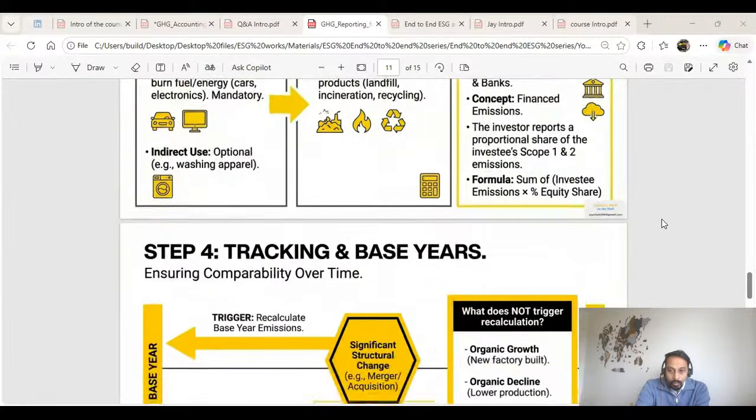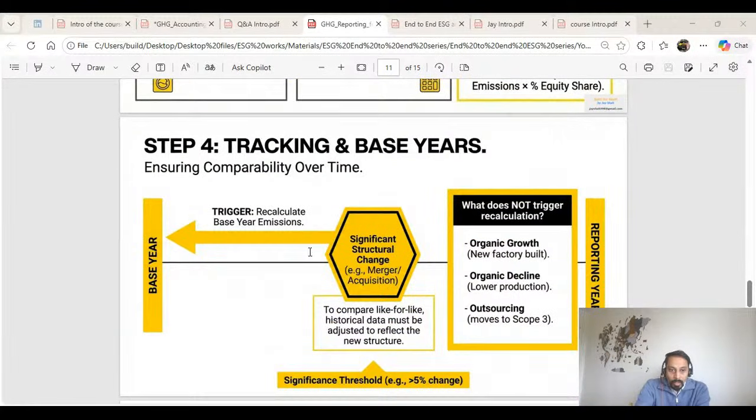Now step 4, we go to tracking and the base year. I am showing you the steps that you have to follow when you are calculating GHG emissions. Before calculating, you have to understand the whole scenario and why it is important. So step 4 is tracking and the base year, which you must establish.